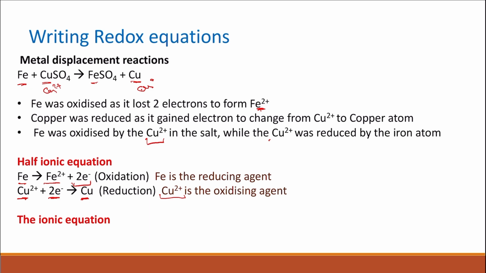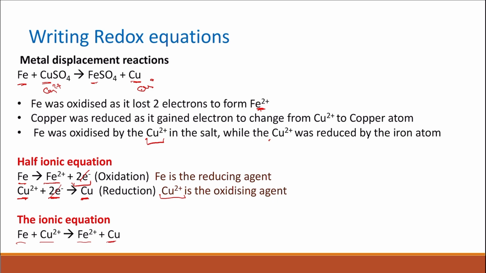When we write the ionic equation, we are going to combine the two half equations together, making sure that the number of electrons on both sides of the half equations is the same. Here we have 2 electrons on the right-hand side and 2 electrons on the left-hand side, which are going to cancel each other out. And then we're going to write the ionic equation where iron plus copper 2 plus will give you iron 2 plus plus copper. This is the ionic equation.